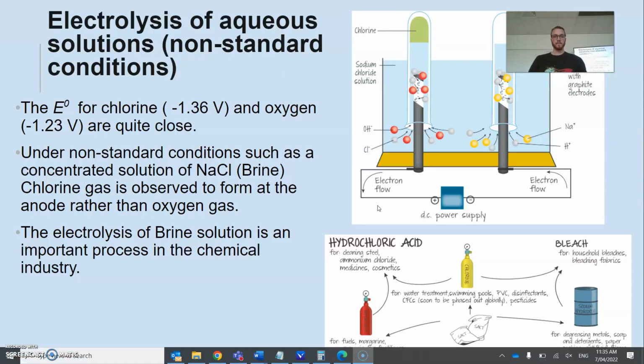Okay. So high concentration of sodium chloride. At the anode, chloride will oxidize to give us chlorine gas. At the cathode, water will reduce, preferentially over sodium ions. Now, that's the only exception you really need to know in terms of that swapping of positions.